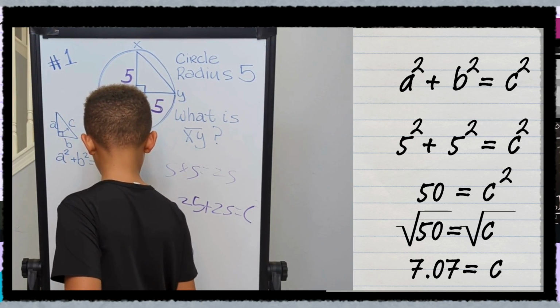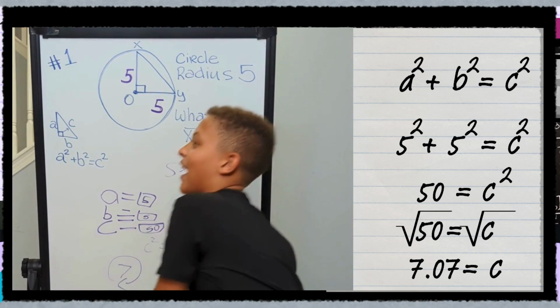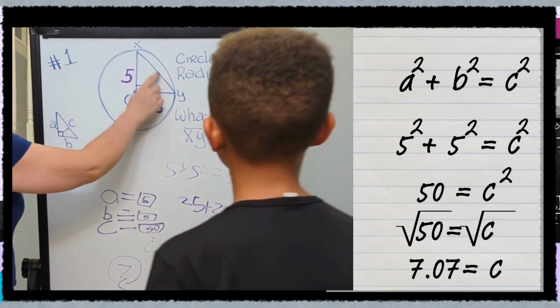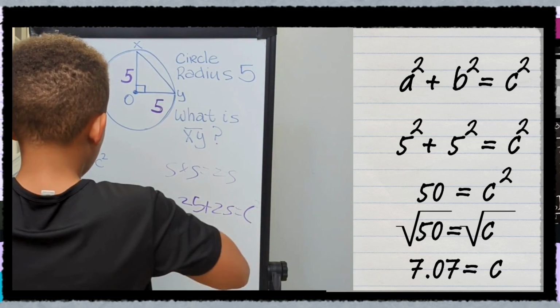Let's just do a 7, because of the arrows, around 7. So when we found C, that is this length here. Yay! Which is exactly what they were asking us for.